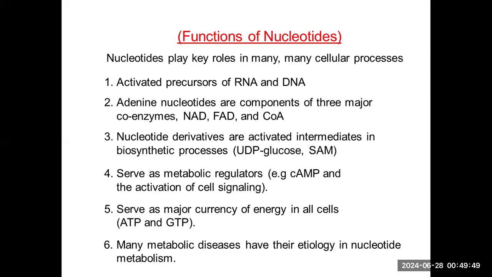Then the nucleotides serve as metabolic regulators. They control the metabolic reactions. For example, cyclic AMP in the activation of cell signaling. Cyclic AMP is considered the second messenger. It controls many metabolic processes as well as hormonal processes.